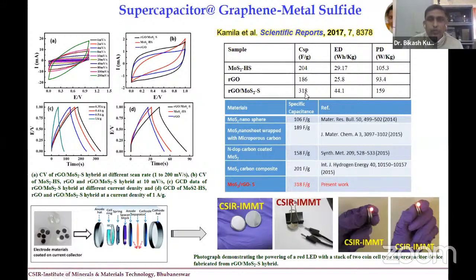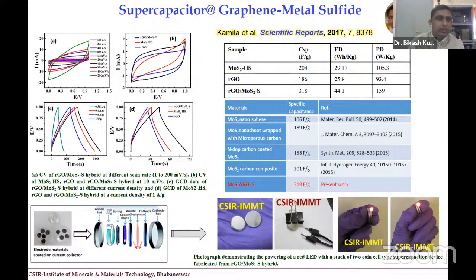We were able to reach 318 Farad per gram. We also compared our result with some other existing literature based on MoS2-based materials, and our data shows better results than those, and this work we published in Scientific Reports. But still we are not happy. Further, we try to see how we can increase this supercapacitance property.